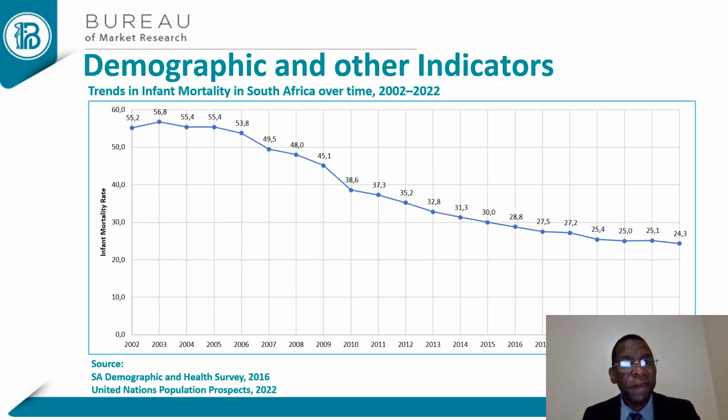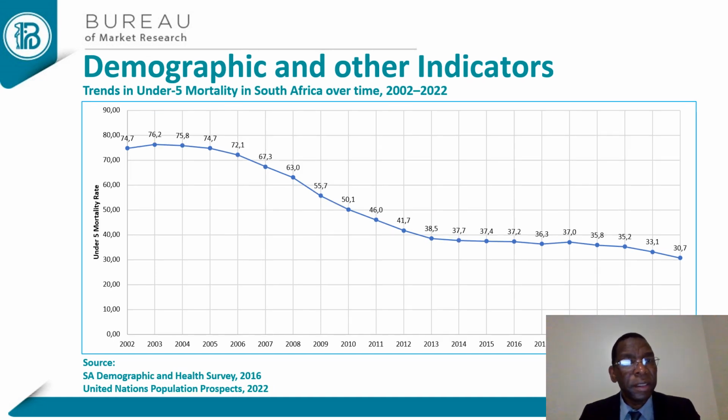We now examine further data on mortality. And first, we look at infant mortality. Infant mortality is associated with the deaths of children under 1 year old. And when we look at this data, we see that the infant mortality rate in South Africa of 55 deaths per 1,000 live births in 2002 has been on a sharp decline over the number of years, leading to 24.3 deaths per 1,000 live births in 2022.